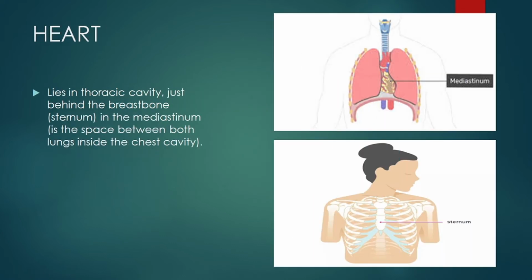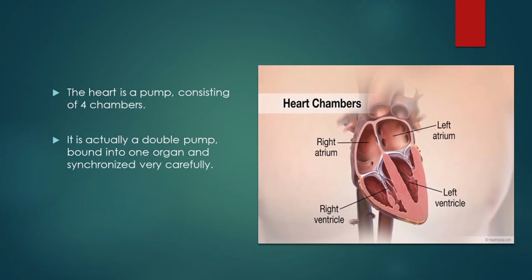Heart, the most important organ of the circulatory system. The heart lies in the thoracic cavity, meaning the chest region, just behind the breastbone, which is also known as the sternum, in the mediastinum. The mediastinum is the space between both the lungs inside the chest cavity.